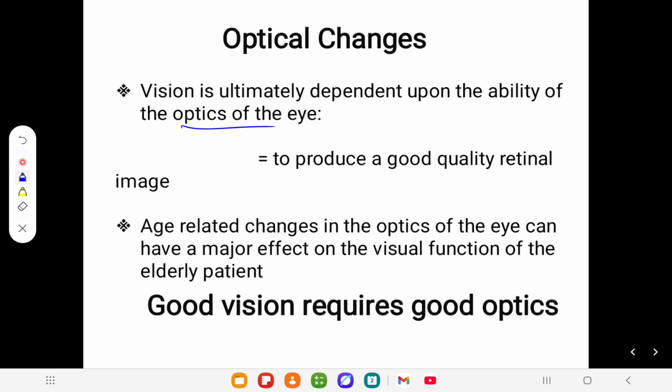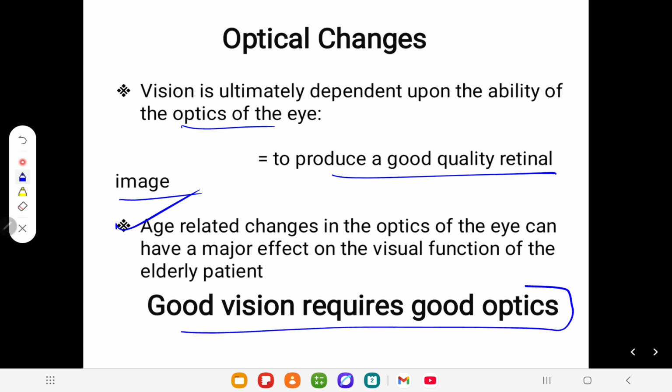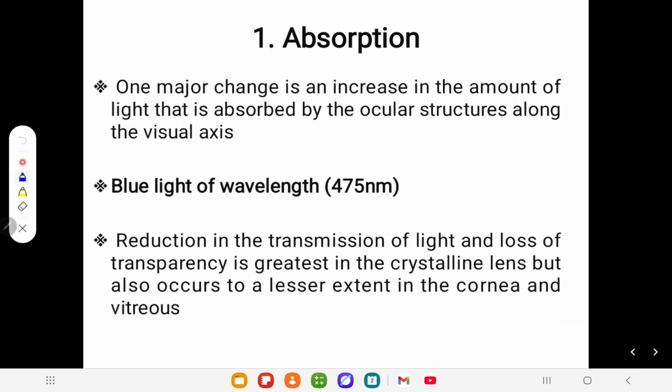That's the neuronal component, because from the retina the light energy is converted into electrical signals. So, to produce a good quality retinal image, age-related changes in the optics of the eye can have a major effect on visual functions. Good vision requires good optics. Basically, this means changes such as refractive index shifts, index myopia, changes in corneal shape and corneal astigmatism. These all come under the optical factors.